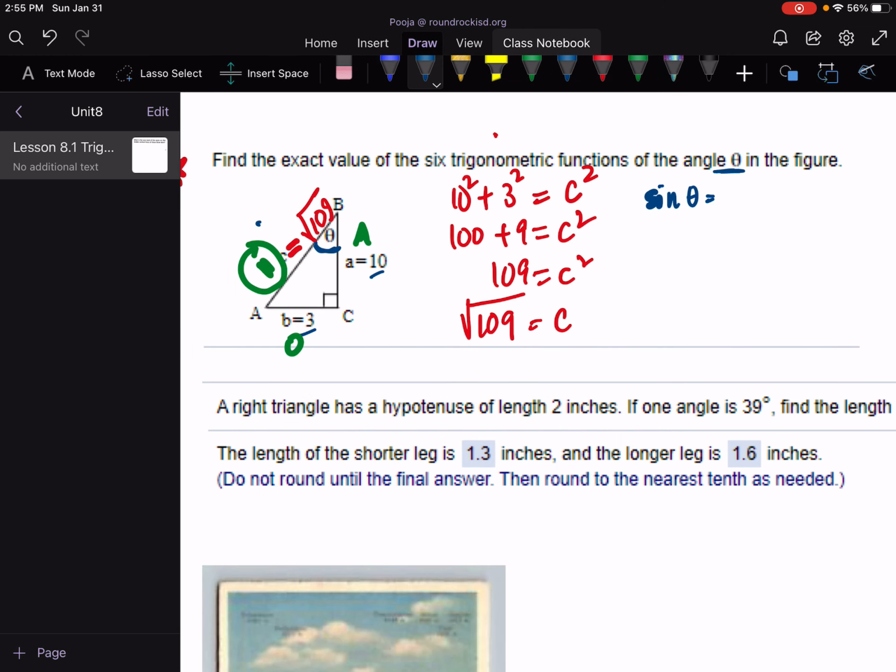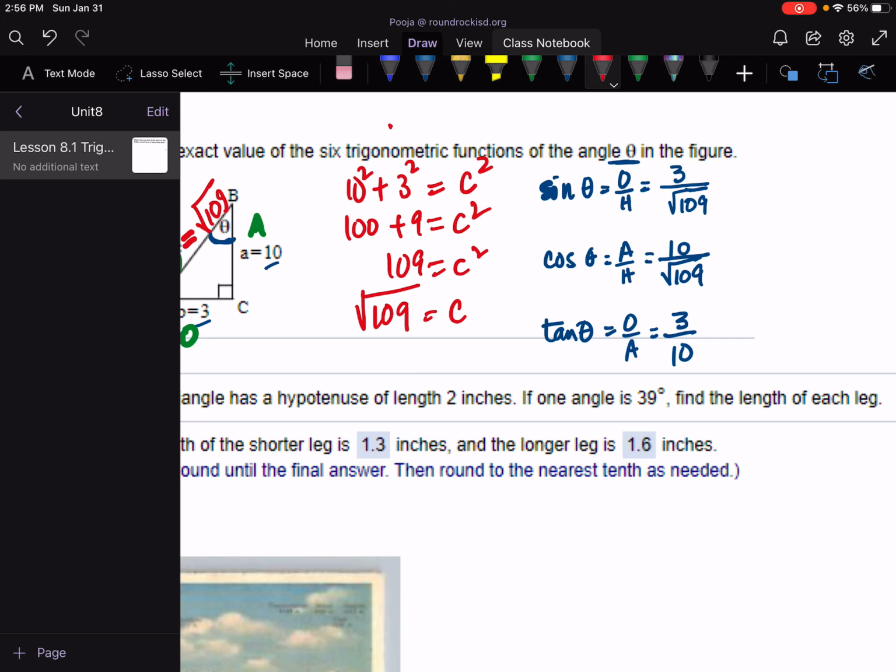Sine theta, cosine, tangent: SOH, CAH, TOA. Opposite is 3. Hypotenuse is square root of 109. Adjacent is 10. Hypotenuse is square root of 109. Opposite is 3. Adjacent is 10. Now, be careful. They're not going to take this answer, right? Why? Because of the radicals in the denominator. So this one's good to go, but this one's not.